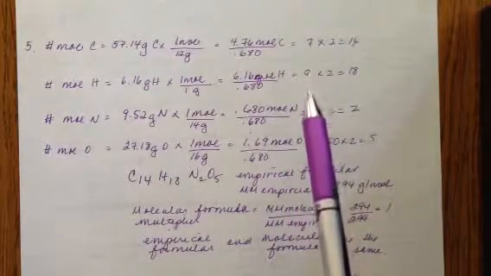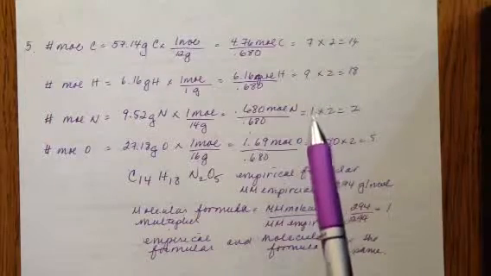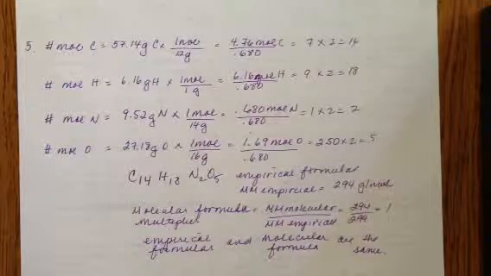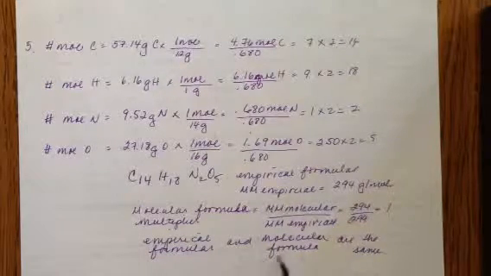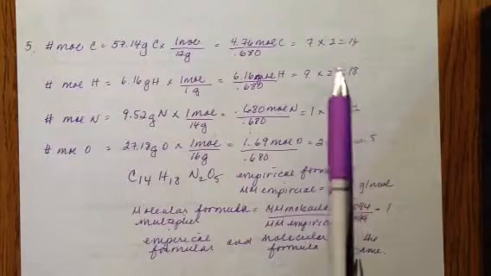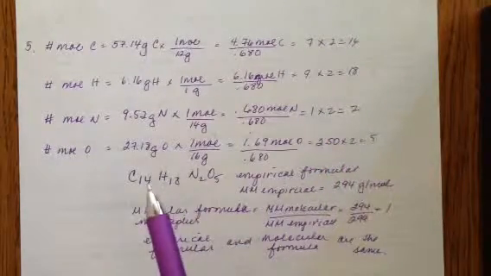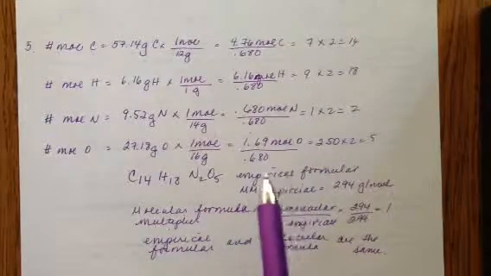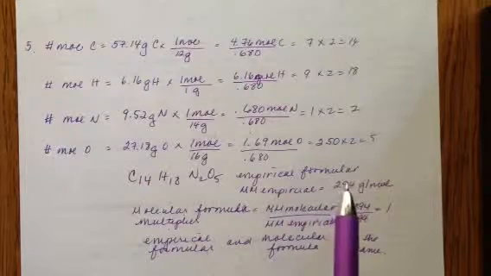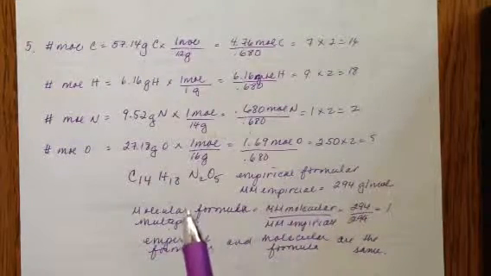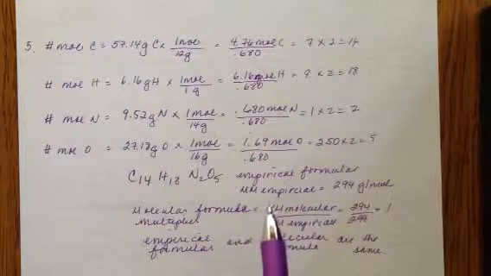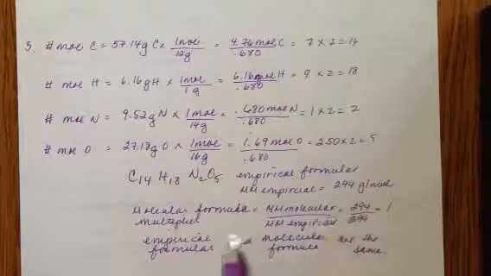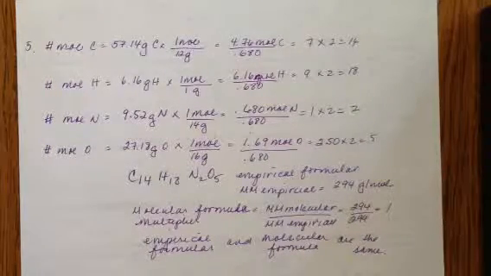And I come out with 7 moles of carbon, 9 of hydrogen, 1 of nitrogen, and 2.5 of oxygen. We know we cannot have a non-whole number in an empirical formula, so I multiply everything by 2, which brings me to this formula. When I find the molar mass for that empirical formula, it's 294 grams per mole. The multiplier for the molecular formula is the molar mass of the molecular over the molar mass of the empirical. In this case, they are the same. The multiplier is 1. Therefore, the empirical and the molecular formula are the same.